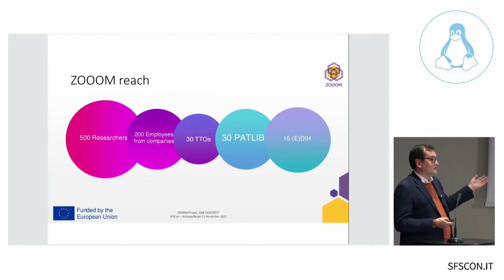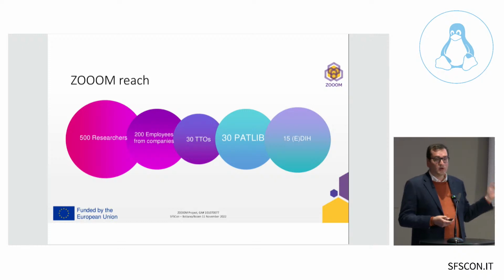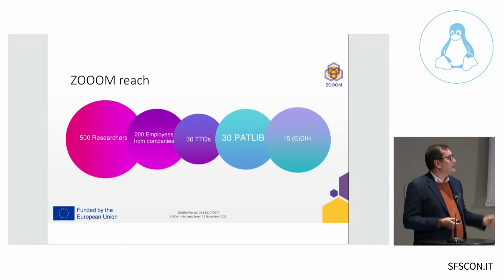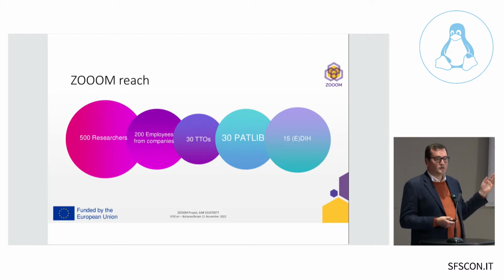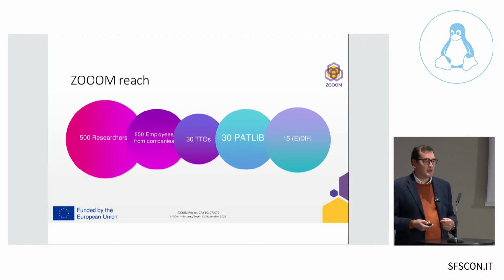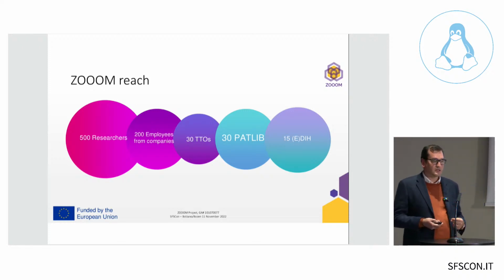The project objectives: basically, we will reach 500 researchers, 200 employees from companies, 30 TTOs, 30 PatLibs, and 15 EDIHs. The largest number here obviously is researchers, but we also want to involve companies because, as we all know, companies are large contributors of open software. In particular, we had as an input a report from the Commission that small and medium enterprises in particular are great contributors to the development of open software.